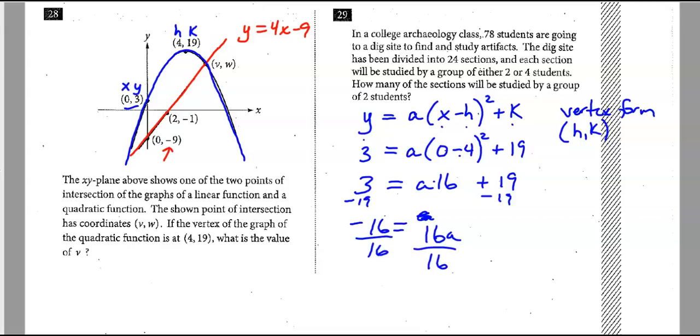Divide, divide. So it looks like a is negative 1. Now that was a lot of work just to get this a part. And that was kind of that whole 1-1, 2-4 game that I was playing before. We now know that a is negative 1.